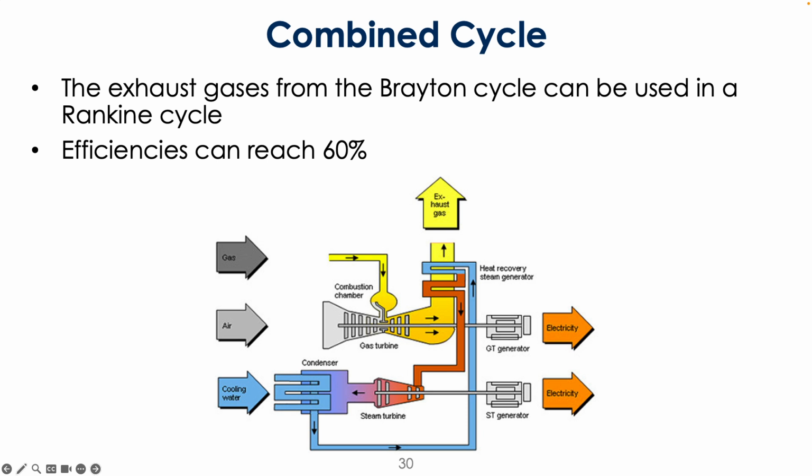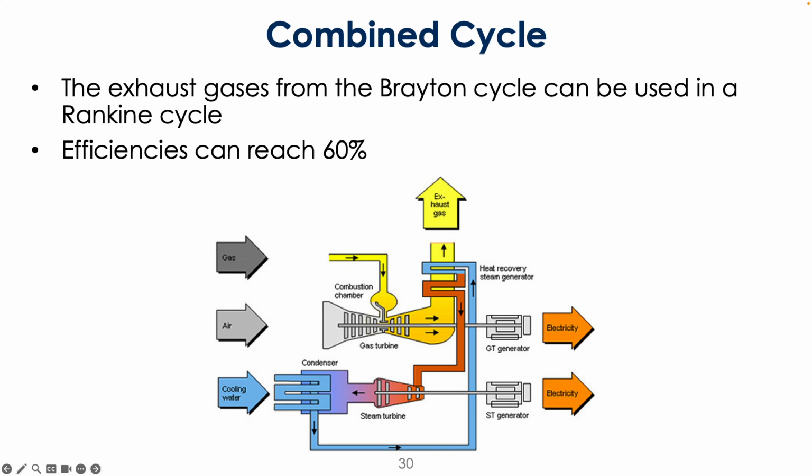Gas turbine combustion happening here, spinning a gas turbine generator and releasing exhaust gases. Those exhaust gases heat up a closed loop of water, where I generate steam, send it into a steam turbine, spin this one, and get electricity through a different steam generator.